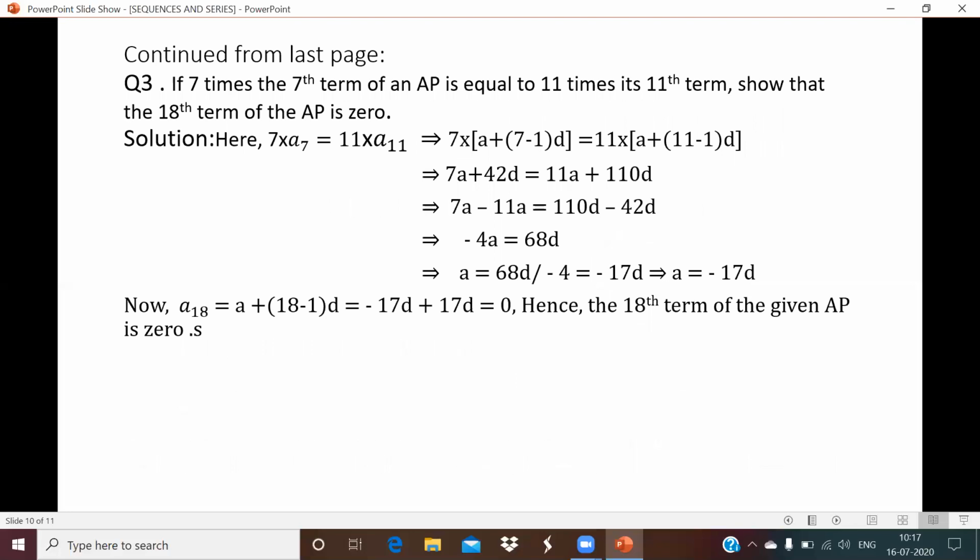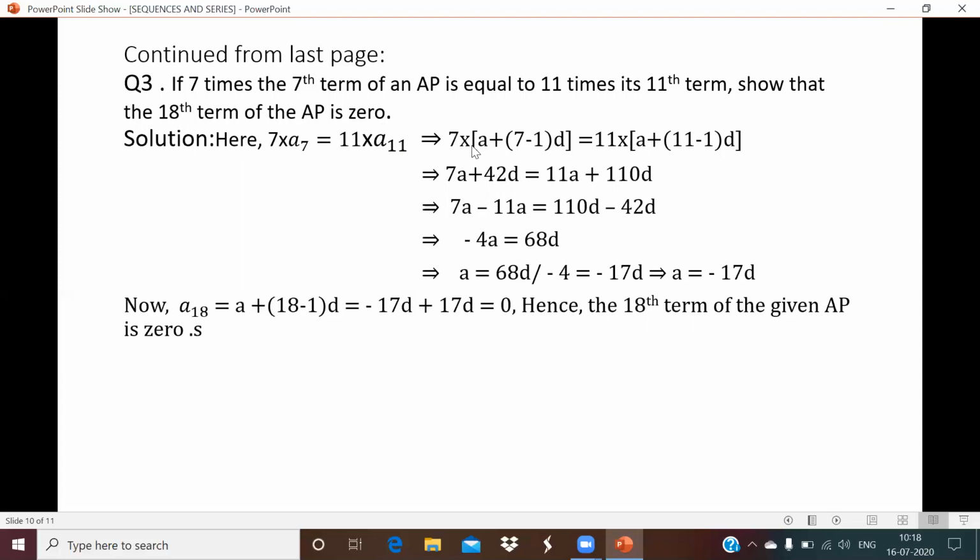Now, again, we are continuing. Question number 3. You can see, if 7 times the 7th term of an AP is equal to 11 times the 11th term, then show that the 18th term of this AP is 0. What relation is given to us? 7 times the 7th term, 7 into a7, a7 means the 7th term, equal to 11 times the 11th term.